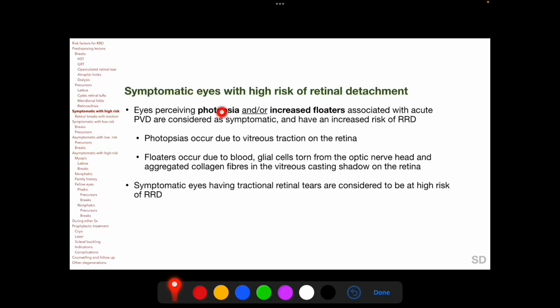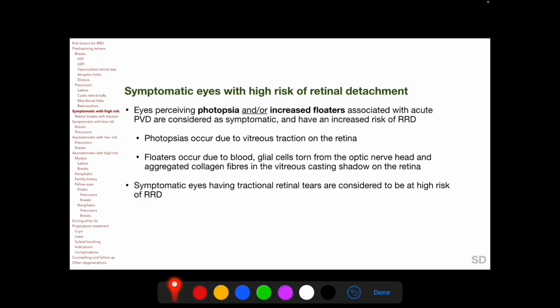Eyes perceiving photopsia or flashes and/or increased floaters associated with acute PVD are considered symptomatic and have an increased risk of RRD. Photopsias or flashes occur due to vitreous traction on the retina, and floaters occur due to blood, glial cells torn from the optic nerve head, or aggregated collagen fibers in the vitreous cavity, casting shadow on the retina. Only symptomatic eyes having tractional retinal tears are considered to be at high risk of RRD and need to be promptly treated.